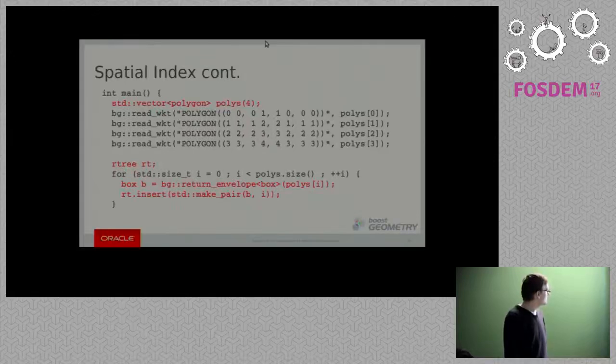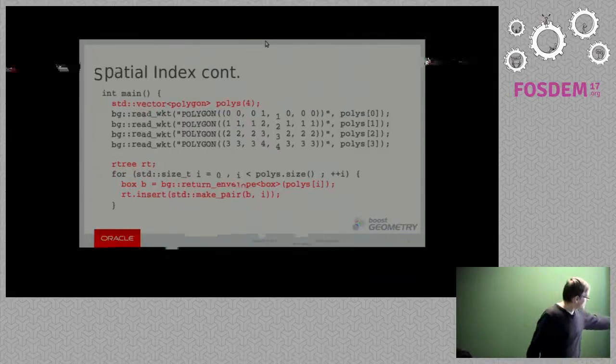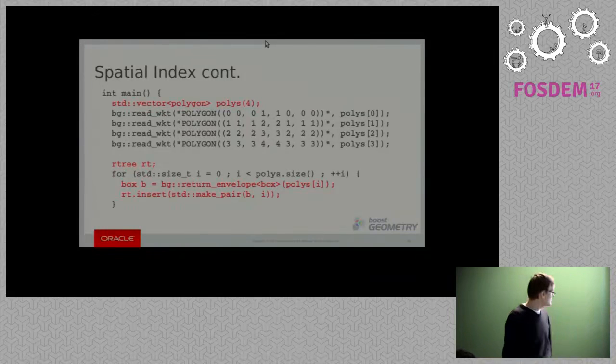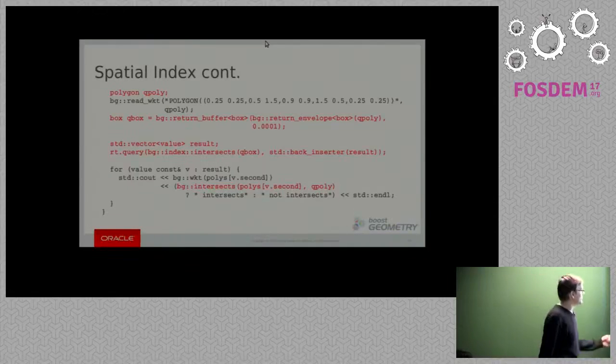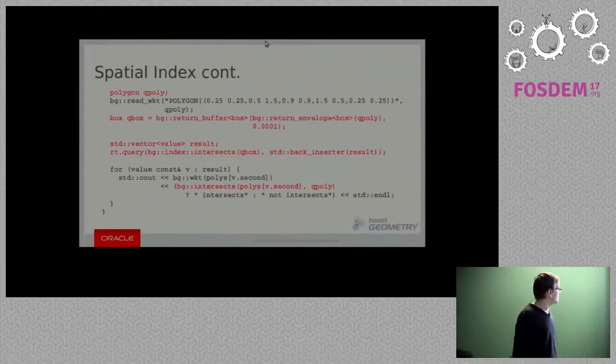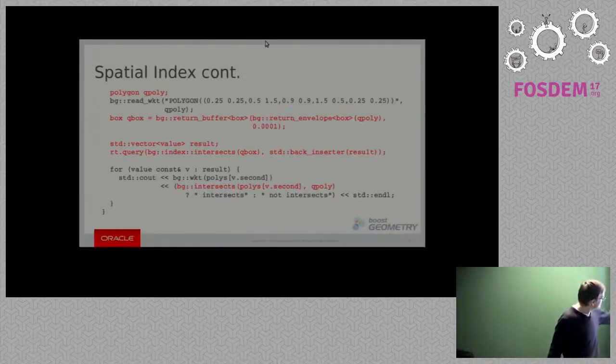It's a vector of polygons filled with data. Here the R-tree object is created, and then for each polygon I'm storing a pair containing an envelope of a polygon and an ID. As for the query, here's the query polygon filled with data. I'm returning its envelope, expanding it a little bit with the return buffer function, and then performing the query, storing the result in a vector of values.